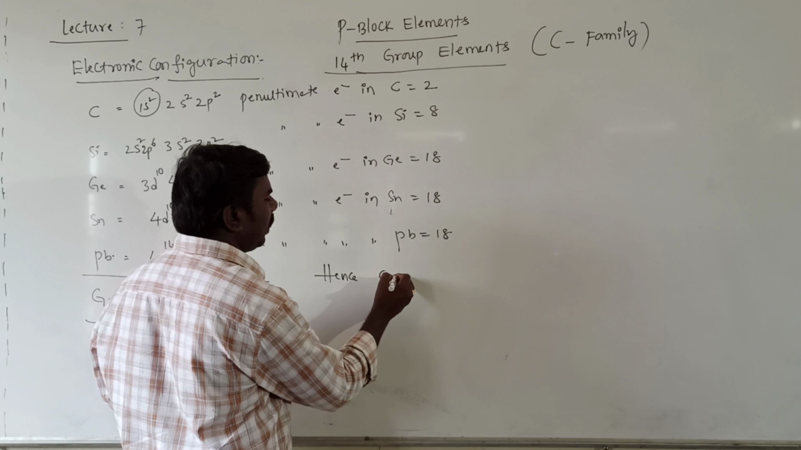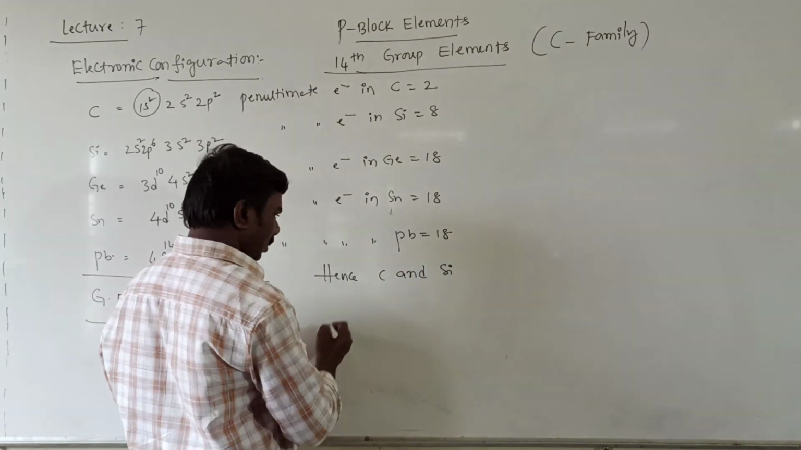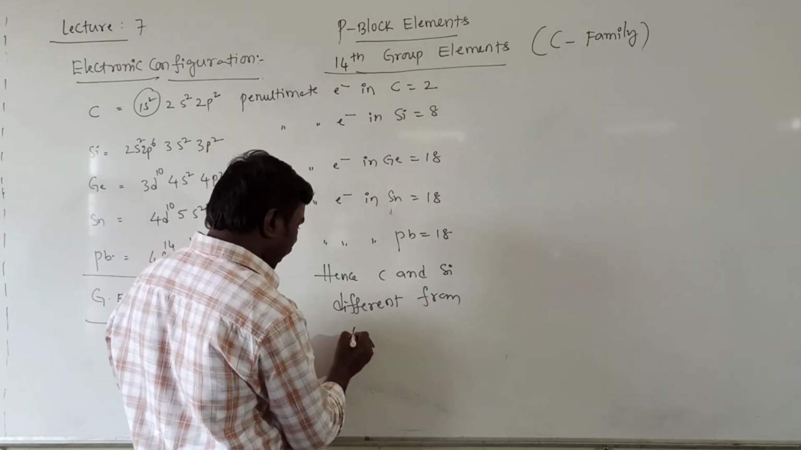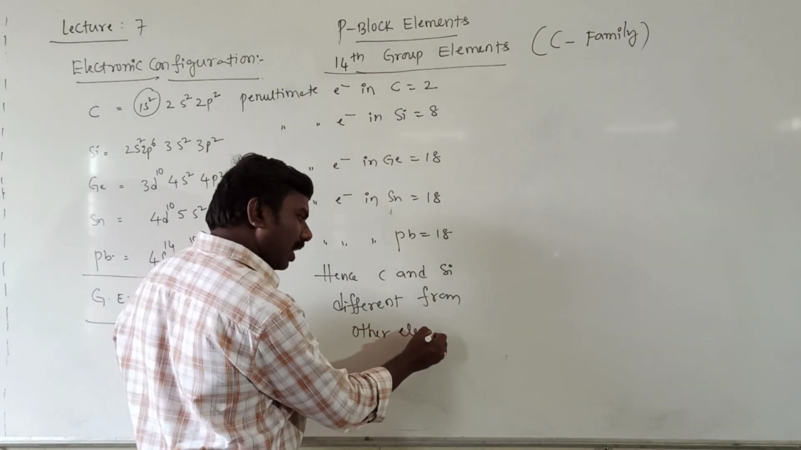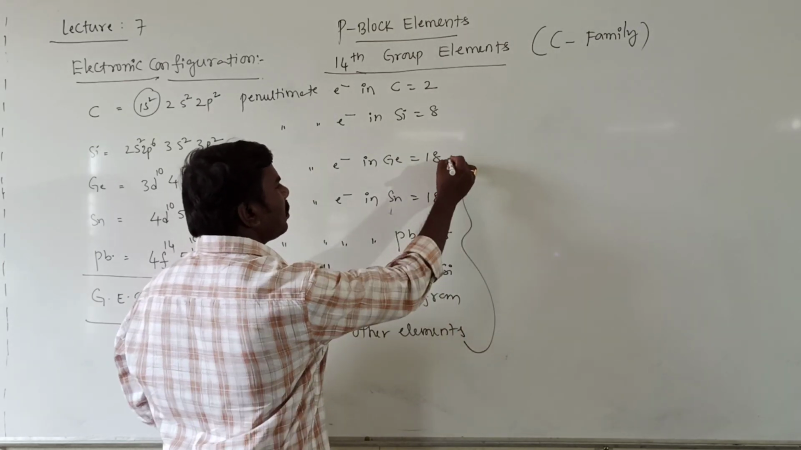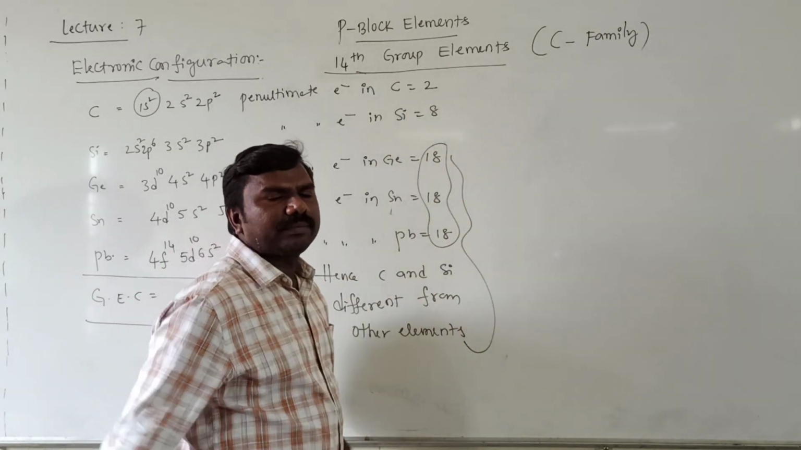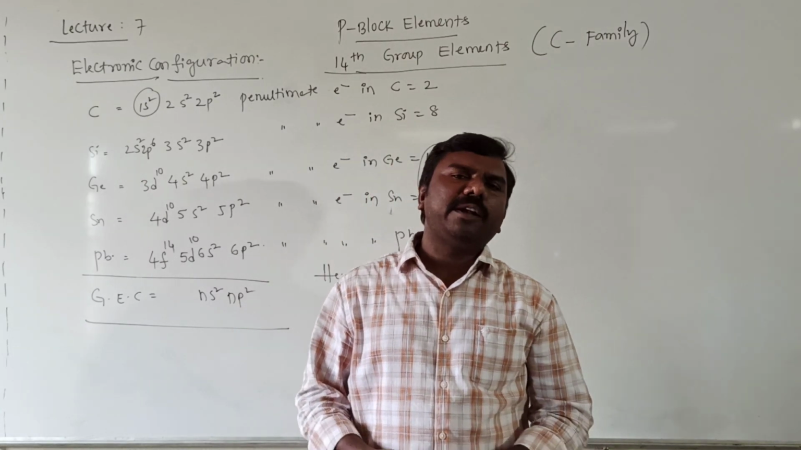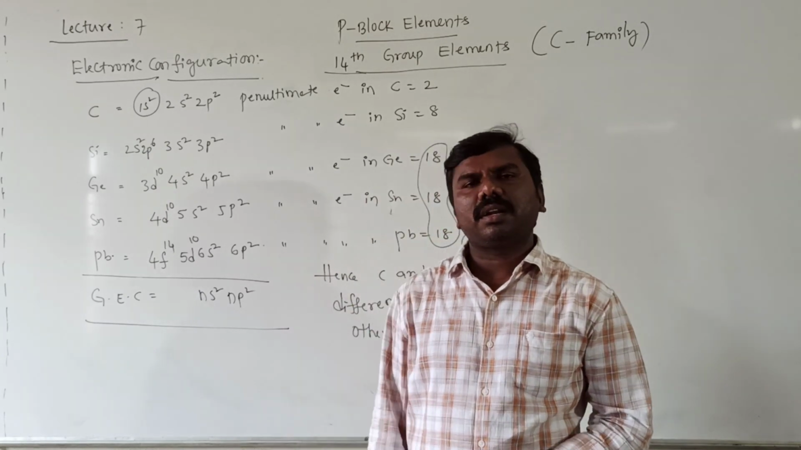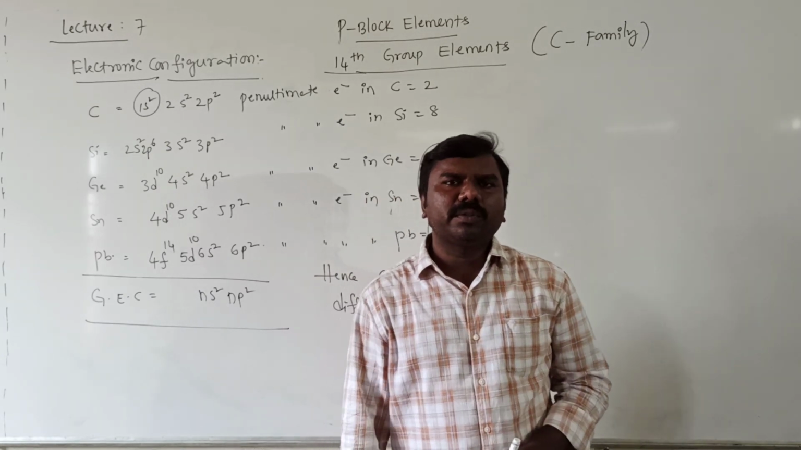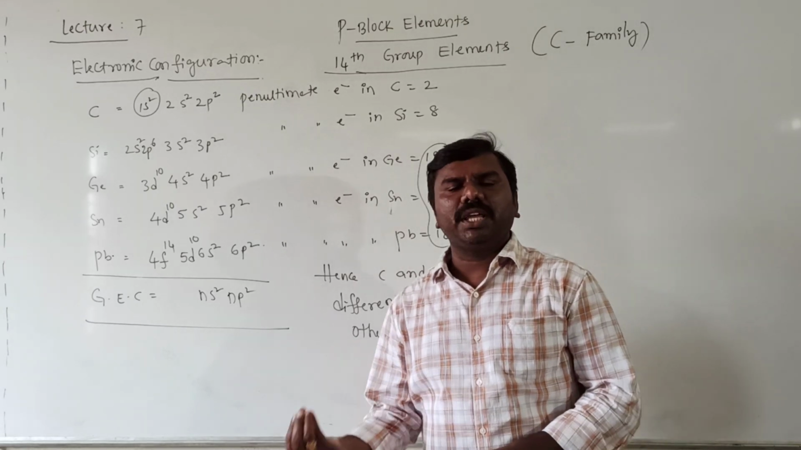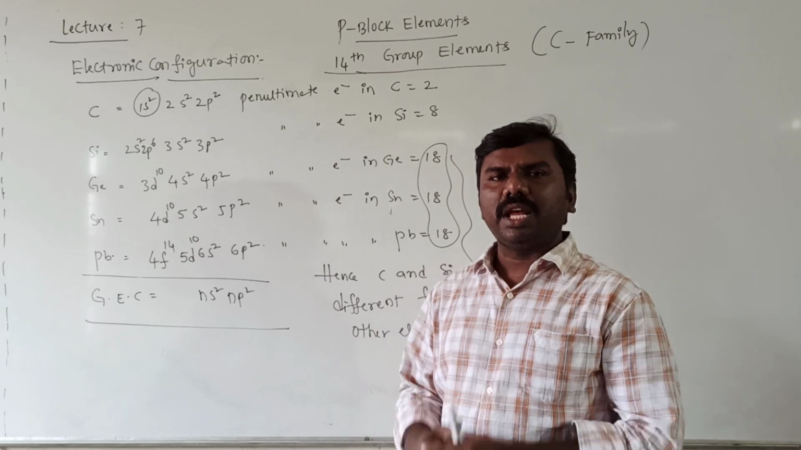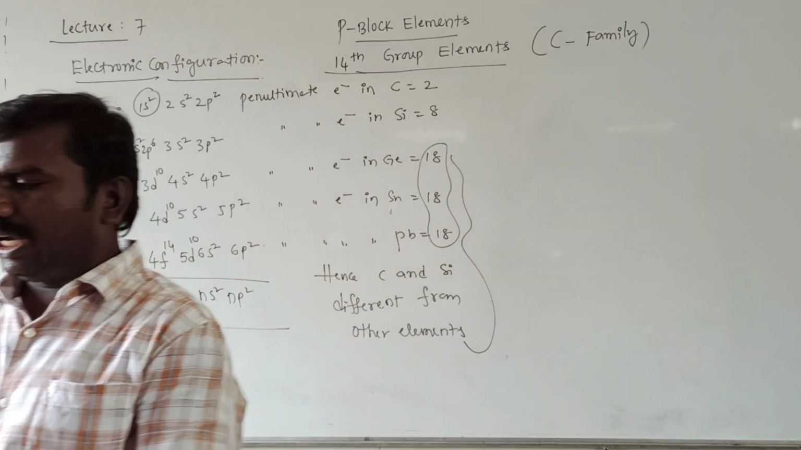Hence, carbon and silicon are different from the other elements due to the difference in penultimate electrons. The last 3 elements have 18 penultimate electrons. The first 2 elements have only 2 and 8. Because of the difference, there is some variation in the properties of carbon, silicon and the other 3 elements in this group. Now this is electronic configuration.